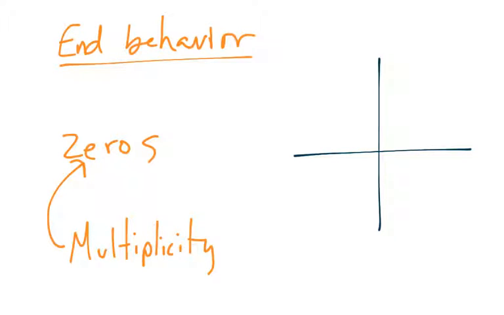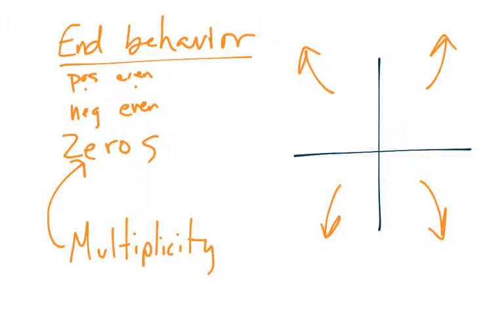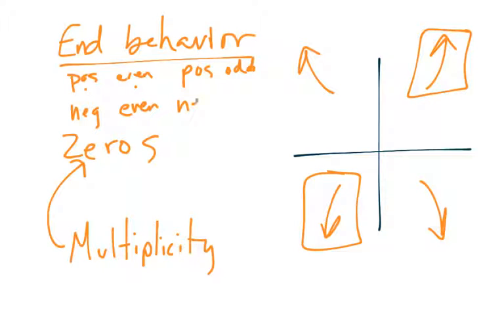Okay, end behavior. Remember, we've got a positive coefficient with an even degree, a negative coefficient with an even degree. Positive and even both go up, negative and even both go down. Then positive and odd, right goes up, left goes down, or negative and odd, left goes up and right goes down. Okay, that gives us the ends: what's happening to the right and to the left.